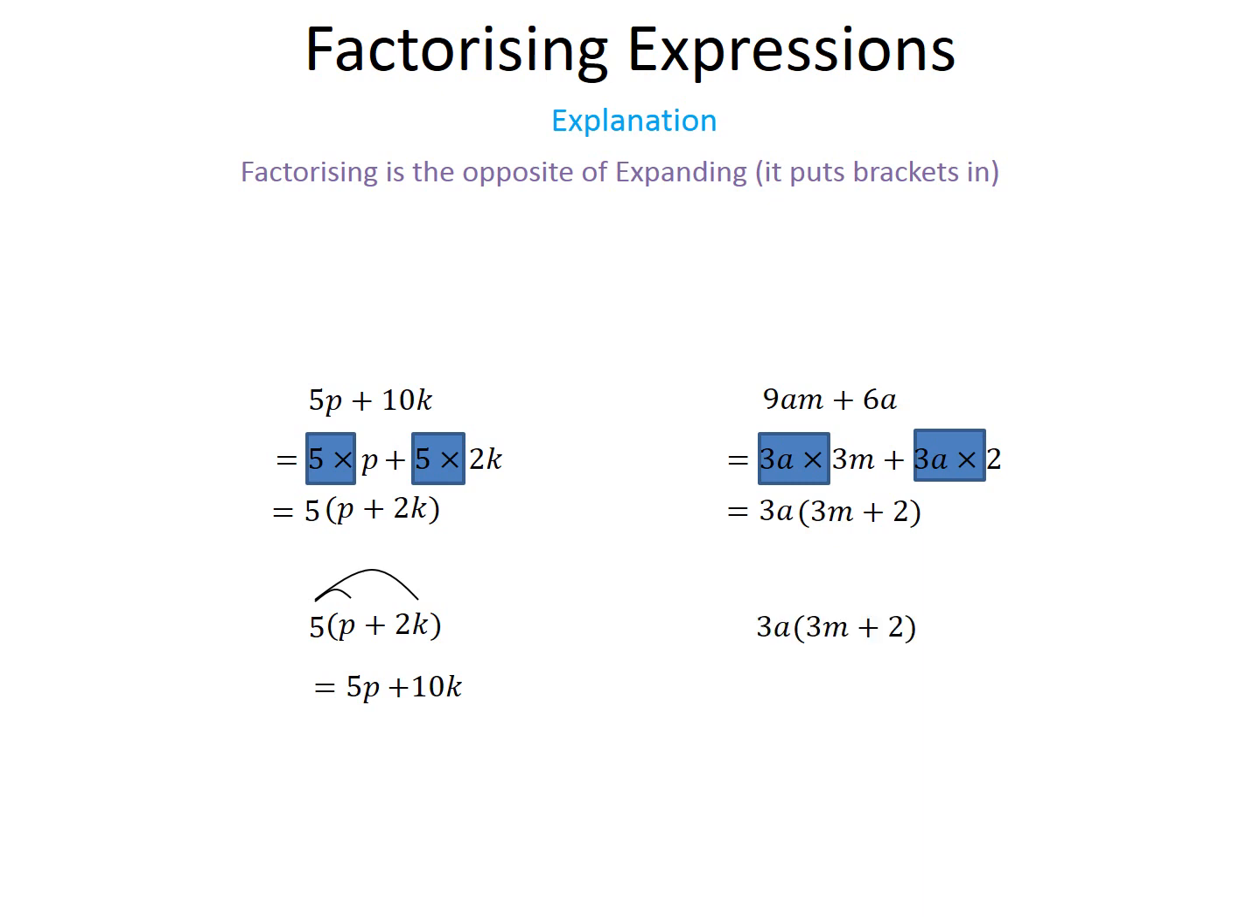So another quick check here. Let's expand that answer back out. Make sure we get back to 9am plus 6a. So 3a times 3m is indeed 9am. 3a times 2 is indeed 6a. And notice once again, here I was realizing that there's a 3a times in both of them, and so I took it out the front. And here, when I'm doing the opposite, I'm timesing by 3a. I'm putting it back in to each one of them.